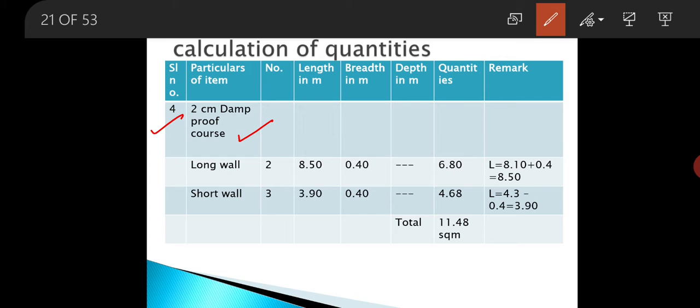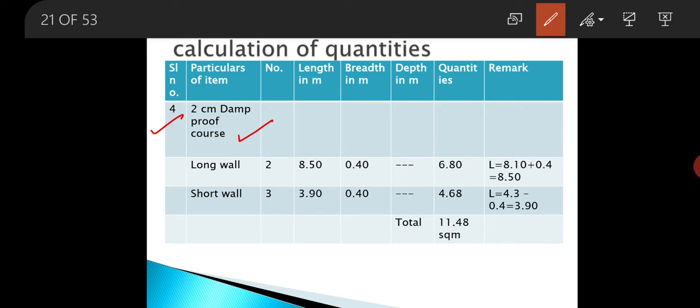damp proof course. As you know, this damp proof course is known as DPC, which is provided above the plinth wall where there is presence of superstructure wall, and it is not provided in the plinth wall where there is no superstructure wall. This DPC is made up of cement concrete and it is a square meter item. So we will go for the calculation of DPC in the room.